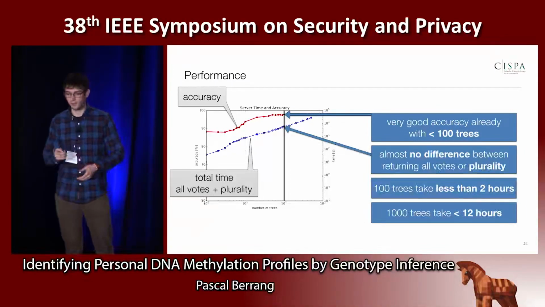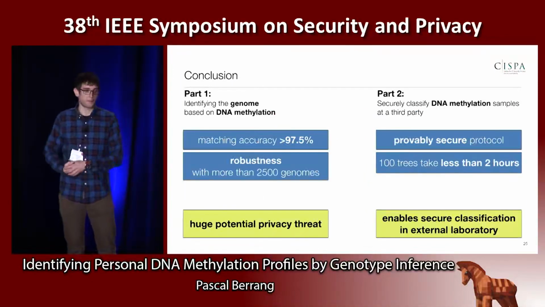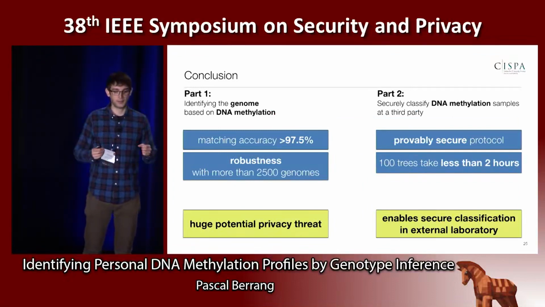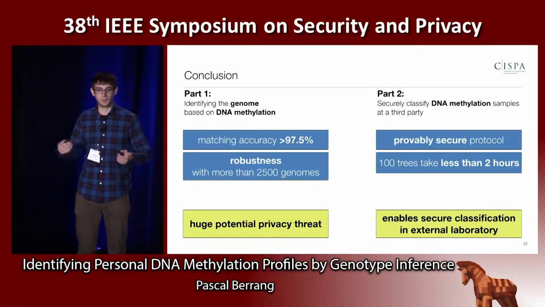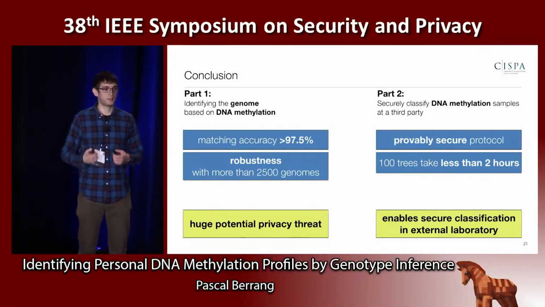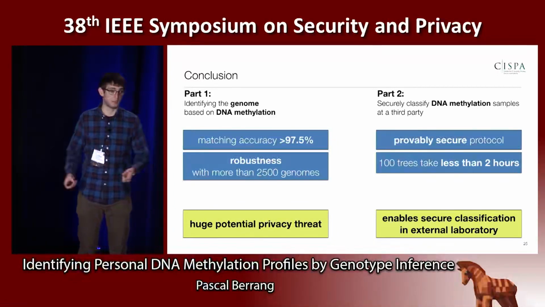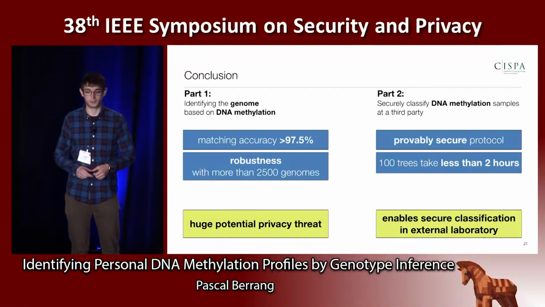So to conclude, I hope that I have shown you in the first part that there's a huge potential privacy threat when different types of biomedical data can be combined. And our attack that I presented here is really robust against adding more genomes to this genome database, and it provides a really good accuracy.